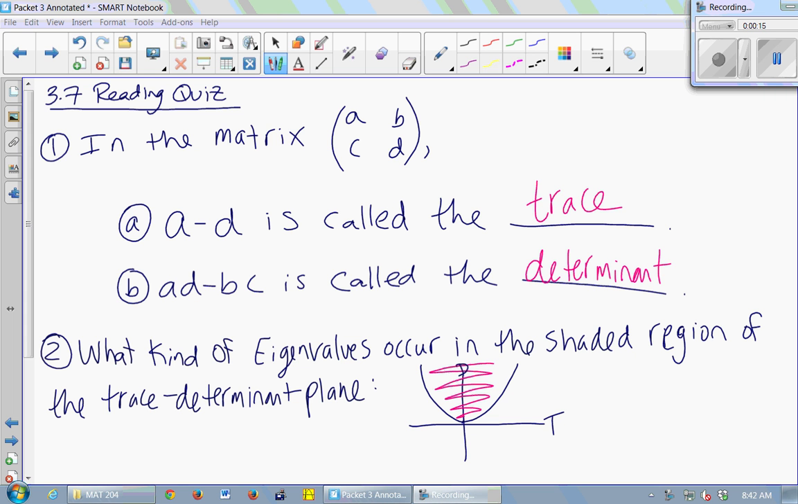Okay, and then this is a sketch of the trace determinant plane. What kind of eigenvalues show up within the parabola? Yeah, imaginary or complex. I'll take either one.